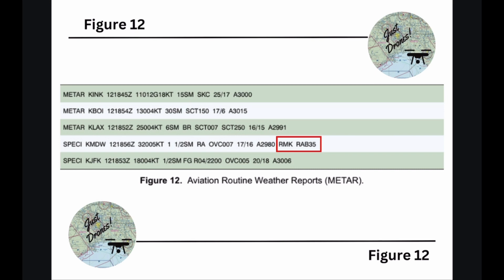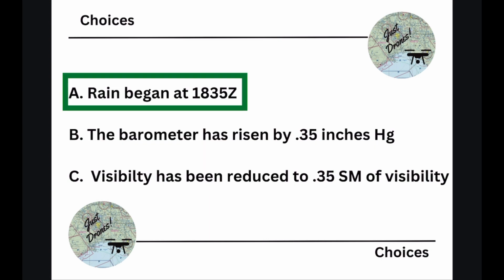So this surface observation was observed at 1856 Zulu. The rain began 35 minutes before that. So at 1835, that's when rain began at this specific airport. So rain began 35 minutes past the hour. So looking at our possible answer choices, we can throw away B and we can throw away C, and that leaves us with A. Rain began at 1835 Zulu.